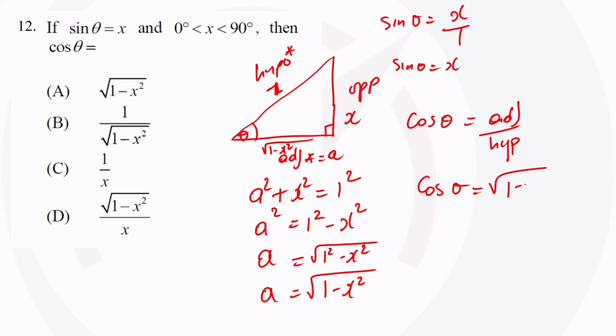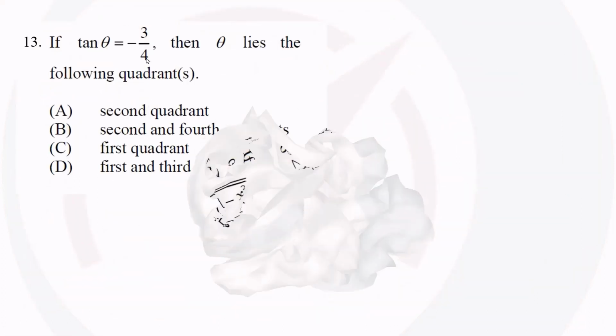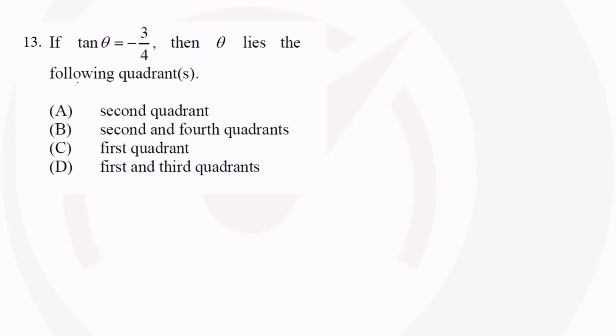The square root of 1 minus x squared over the hypotenuse, which is a value of 1. So hence, same thing as saying cos theta is equal to the square root of 1 minus x squared. So therefore that's going to be our A. Alright, let's look at number 13.